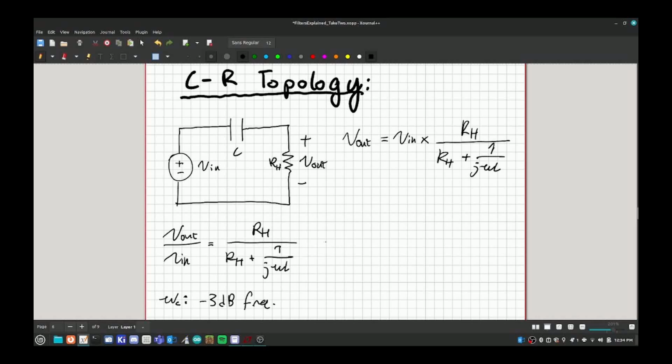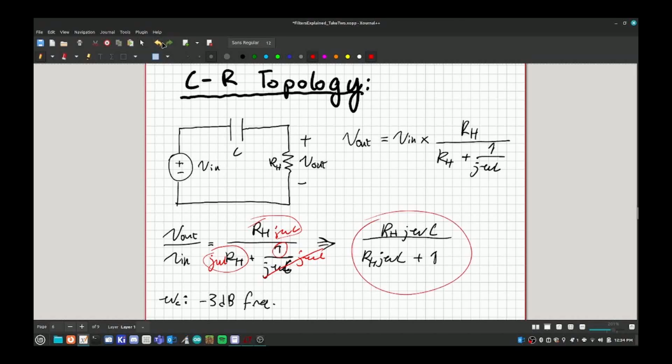So to do that for this equation, I'm just going to multiply everything by j omega C. So I would get RH j omega C on top, and then RH j omega C plus 1 here. That's just because multiplying everything by j omega C canceled that, so you just get a 1 there, and then these both are the product of j omega C times RH. So that's how we get this here.